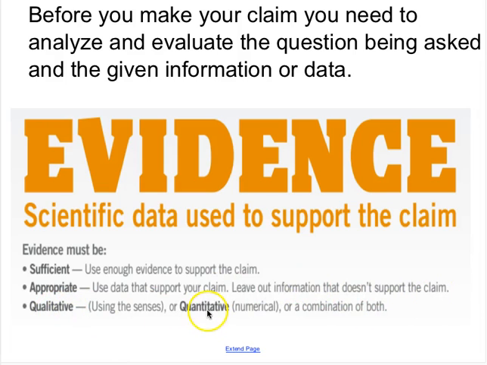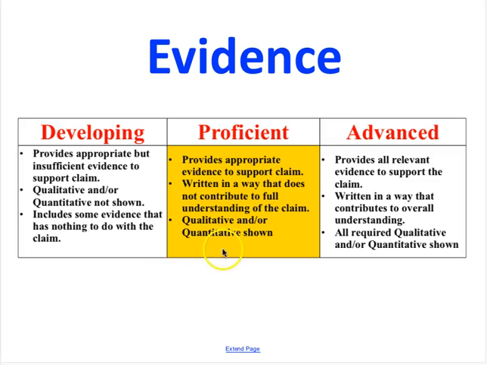Then we have both qualitative and quantitative information, using our senses or using numbers. A lot of times we'll have one, we'll have the other, or we'll have both. If you have access to both, you want to use both. Use as much evidence as you can. So when we look at our rubric, in order to be proficient, you have to provide appropriate evidence. It's got to be written in a way that does not contribute to full understanding, but contributes to some understanding. If it would be full understanding, then we'd give you an advanced score. And you've got to use your qualitative and quantitative information.